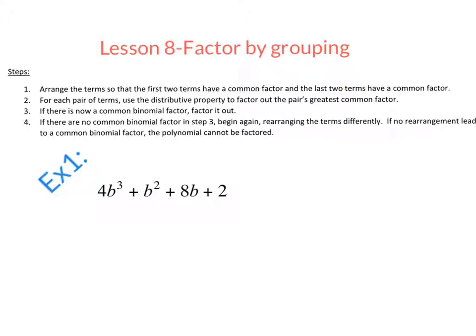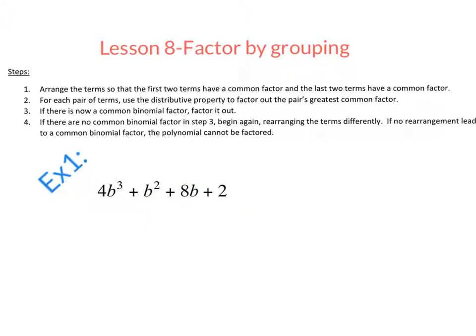So looking at my first example, I'm going to look for if my first two terms have a common factor and if my last two terms have a common factor. Now, in my first two terms, they do have a common factor. They both have b squared. And in my last two terms, I'm able to pull out a factor of 2. So they do have that.